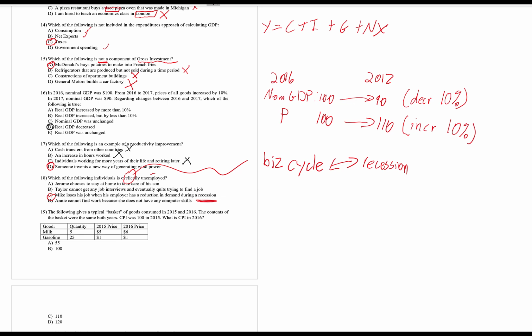So let's go through the rest of them. So A, when Jerome chooses to stay home, he is no longer in the labor force. He is not unemployed at all. He's a person who's not in the labor force. He's left to stay at home with his children. Taylor cannot get any job interviews and eventually quits trying to find a job. We called those discouraged workers. Remember, you only count as unemployed if you're looking for work. Taylor gave up looking for work, so he is out of the labor force as a discouraged worker.